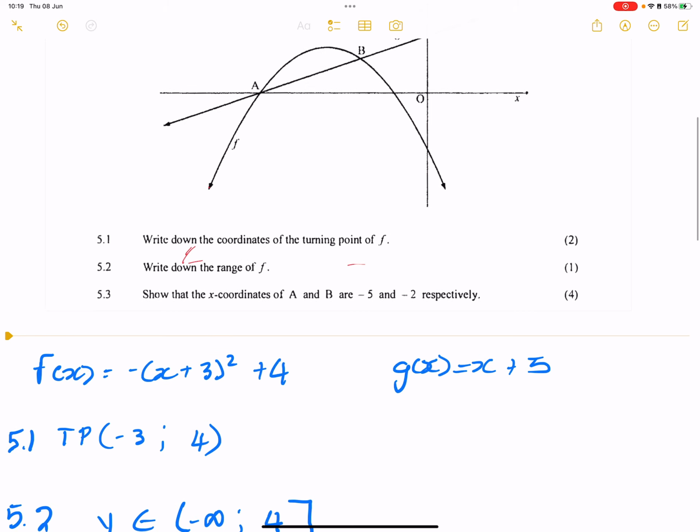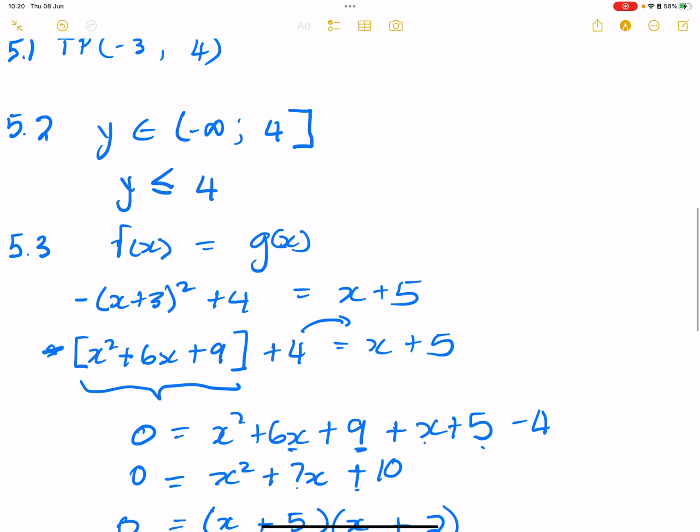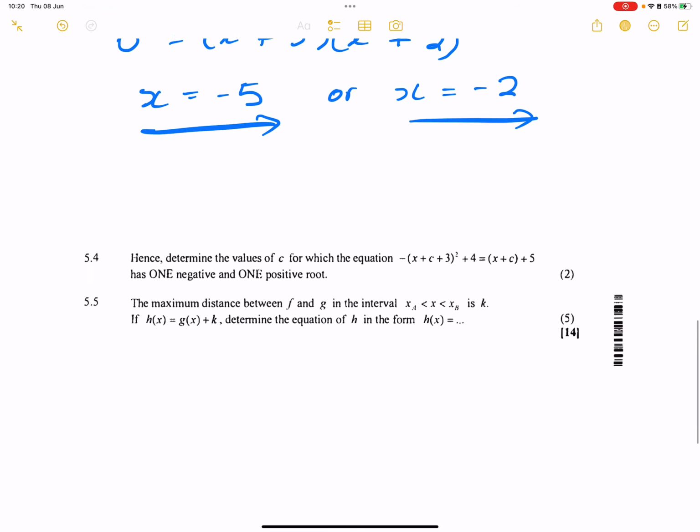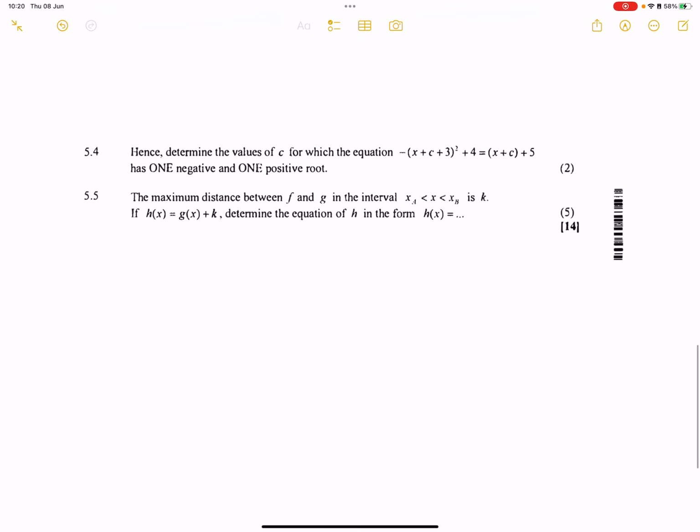Now, in this case, to find the y value, we would just substitute into either of the two equations. So, for instance, we'd say g of negative 2 would be negative 2 plus 5, which is equal to 3, right? So the y value would be 3 there. However, they did not ask for the y values. So in this case, we've proven exactly what they wanted us to prove. Right, now let's go on to the next question.